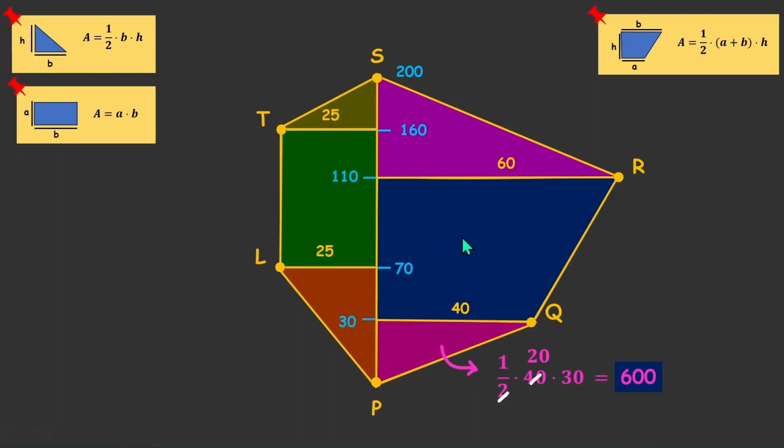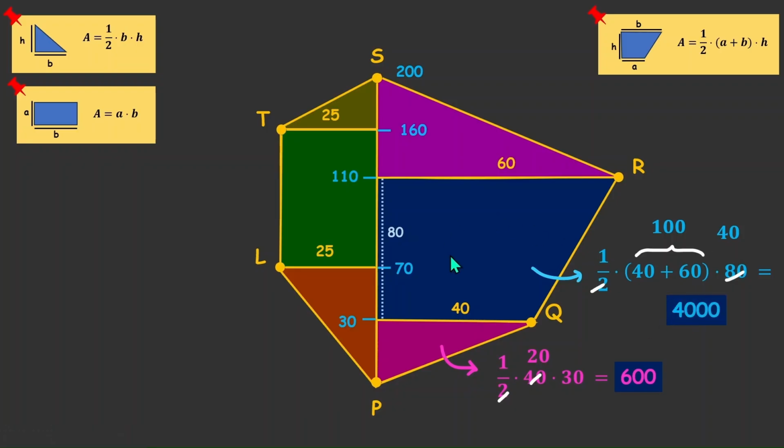So that is the area of this right triangle. Now let's move on to the trapezium. For the trapezium, we have the opposite sides 40 and 60. For the height, we see that it is between the 30 point and the 110 point. So this distance would be 110 minus 30, that is 80. So the area of this trapezium would be half into (40 plus 60) into 80. Now 2 into 40 is 80, so we can cut here and write 40. And 40 plus 60 is 100. So this becomes 100 into 40, that is 4000. And that is the area of this trapezium.